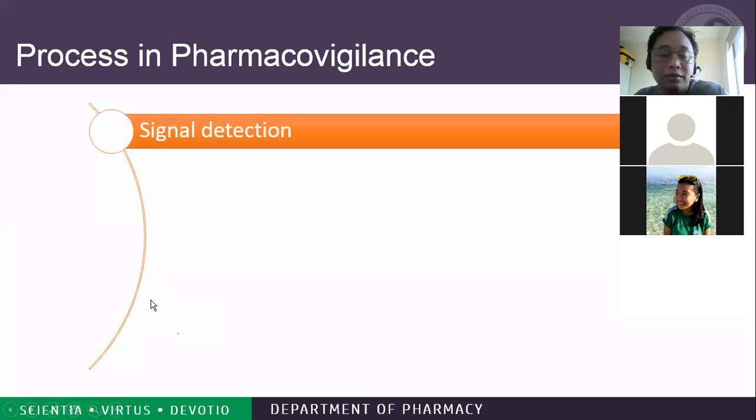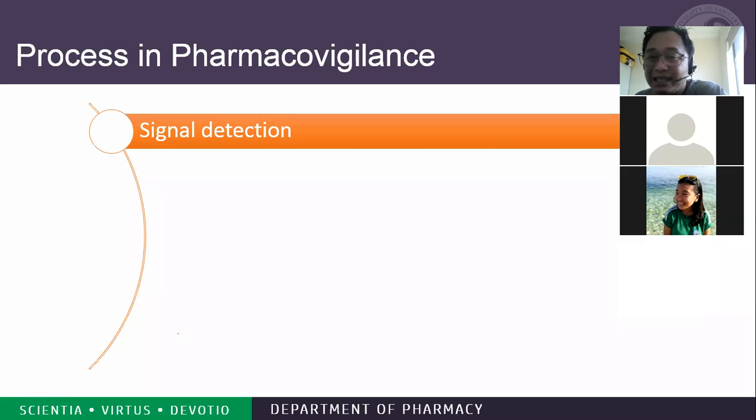So there are some processes in pharmacovigilance. I took these materials from a book, Introduction to Pharmacovigilance. I already put the title on canvas. This is just a summary of a lot of readings in the book. So there are 5 steps.